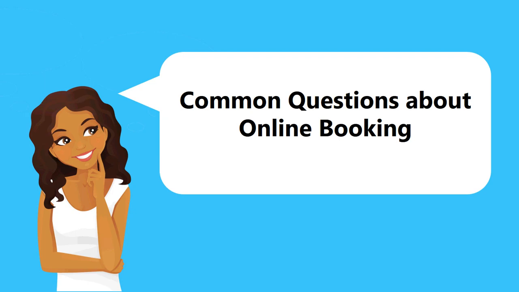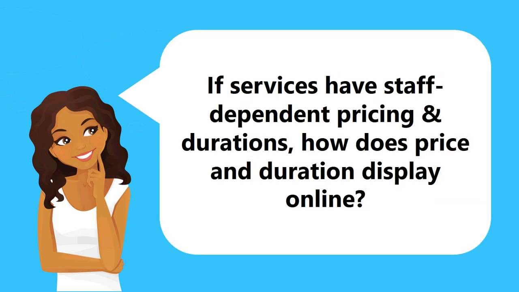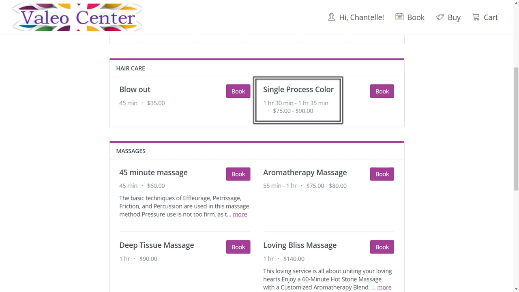And to finish, we'll go through some common questions about online booking. If services have staff-dependent pricing and durations, how does price and duration display online? Whether it's a multi-service appointment or single-service appointment, the services that have staff-dependent price and durations will always show as a range. If any of the services have varied pricing or durations, and the customer does not select staff, the total service price and duration of the appointment is displayed as a range like we can see here with this hair color service.